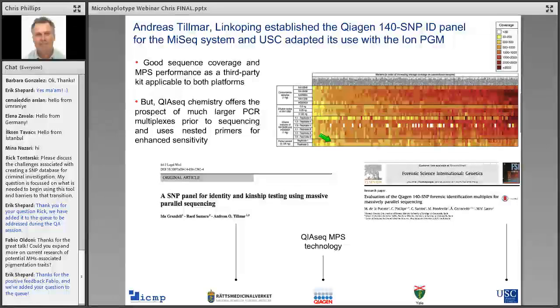But while we were doing this, the QIAseq chemistry came online, and this offers the prospect of much larger PCR multiplexes. So we were really looking to be able to build a much larger panel than hitherto. And it uses a nested primer system, which Tom will outline. So there's also the prospect for enhanced sensitivity. So of course we were very interested in being able to build a panel for this chemistry.